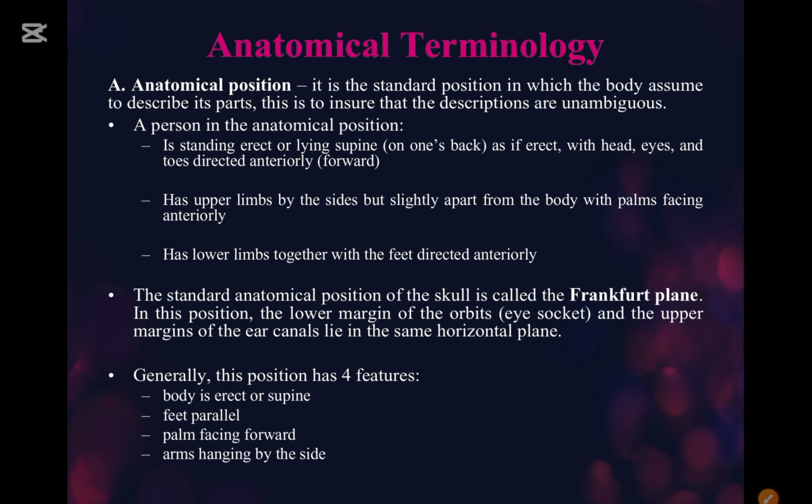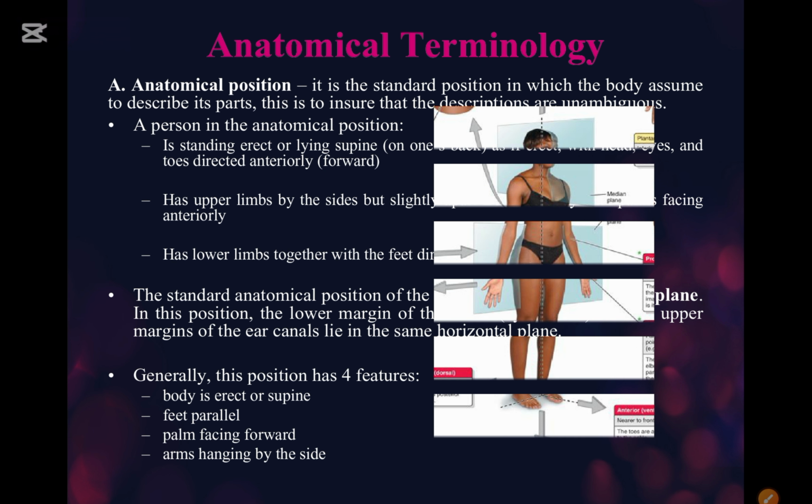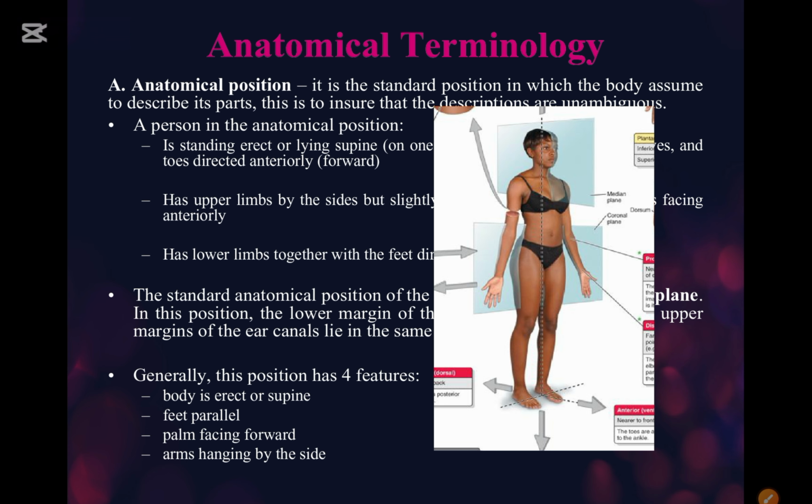Generally, this position has four features. The body is erect or supine. So this is what you have to know in anatomical position. First is the body is erect or supine. Second is the feet are parallel, palm facing forward, arms hanging by the side. So let's check the anatomical position. You said in anatomical position, the body is erect or supine.